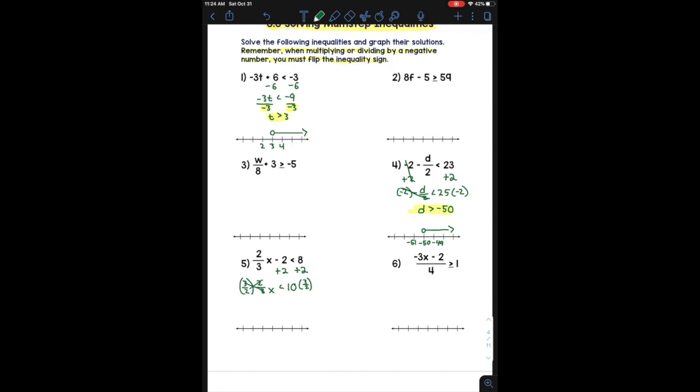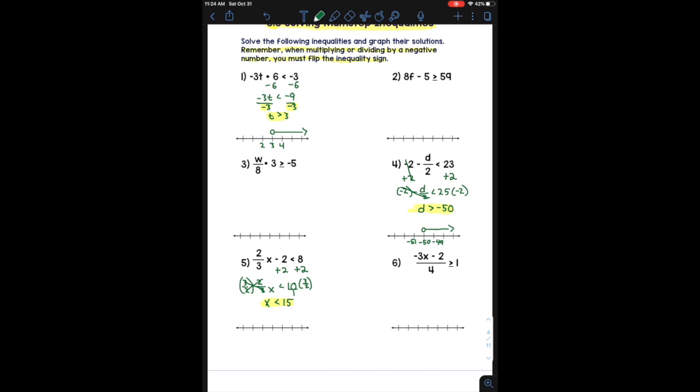3/2 times 2 over 3 would cross simplify to get x is less than 10 times 3/2, which would be 30/2. 30 divided by 2 is 15. Notice I did not flip the sign in this problem because we did not multiply by a negative number. We multiplied by positive 3/2.